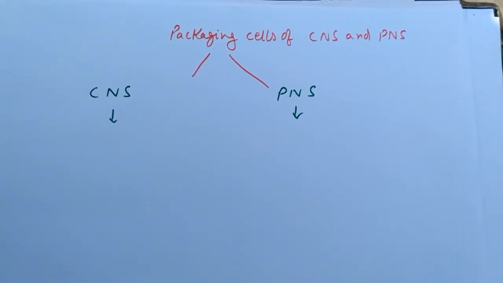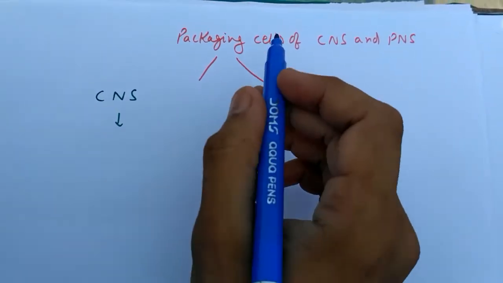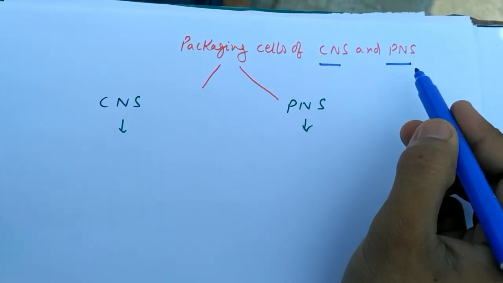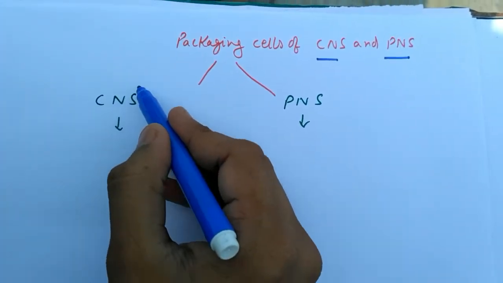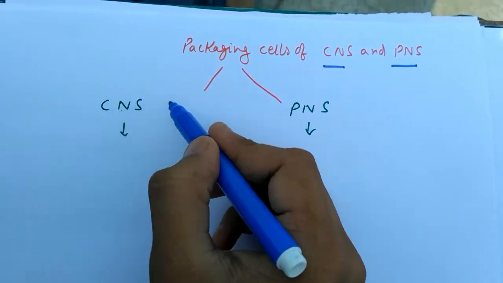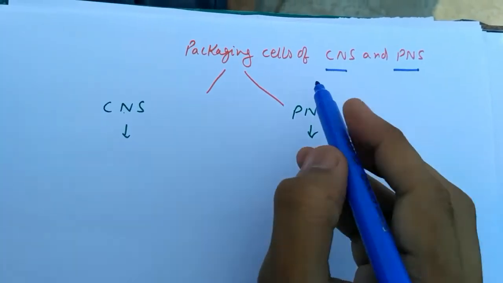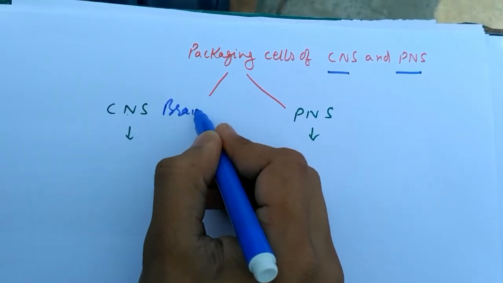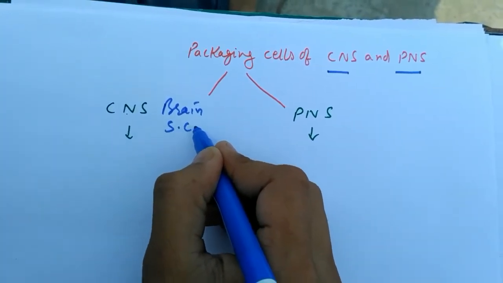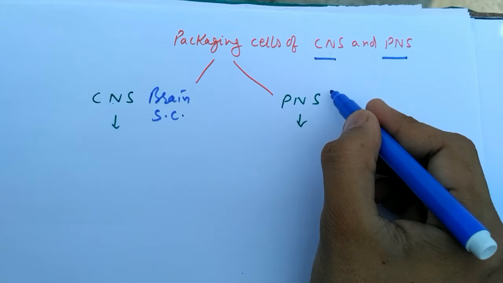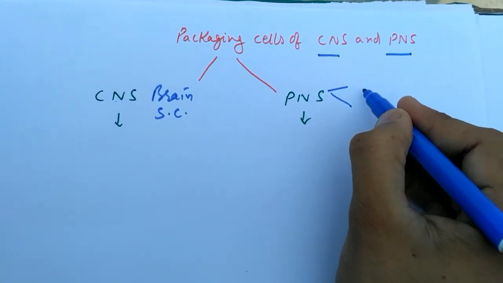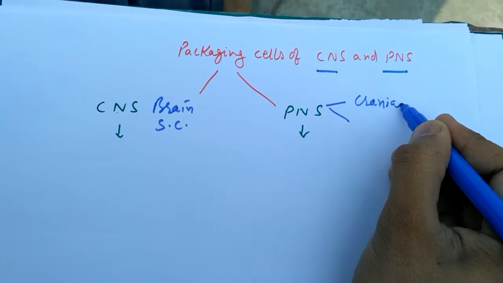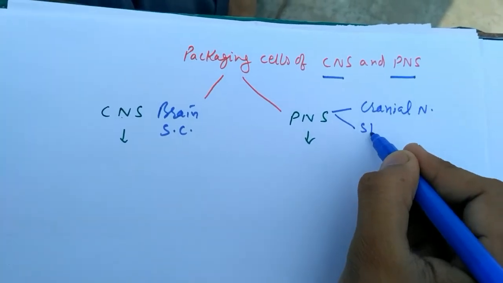In this video, I will discuss the packaging cell line of the CNS and the PNS. CNS, as the name implies, is the central nervous system. PNS is the peripheral nervous system. CNS has the brain and spinal cord. PNS, that is the peripheral nervous system, has cranial nerves and spinal nerves.